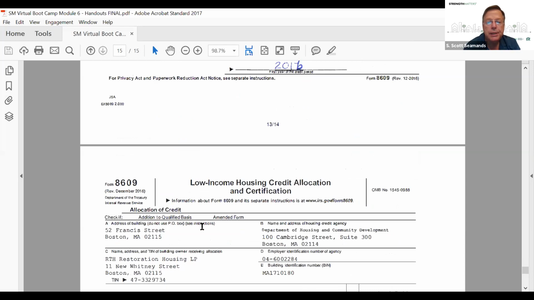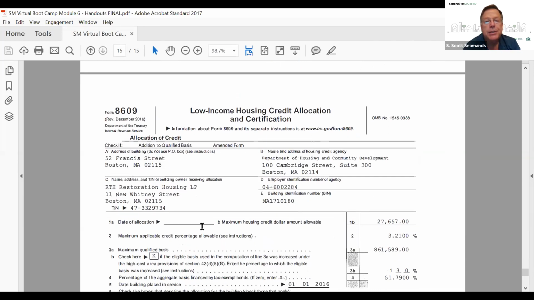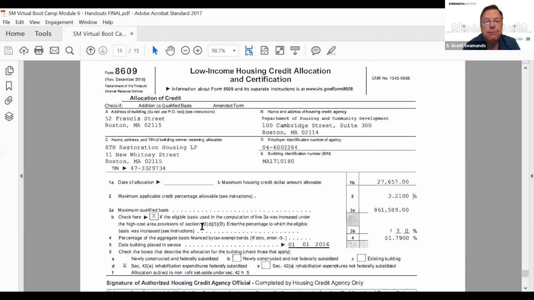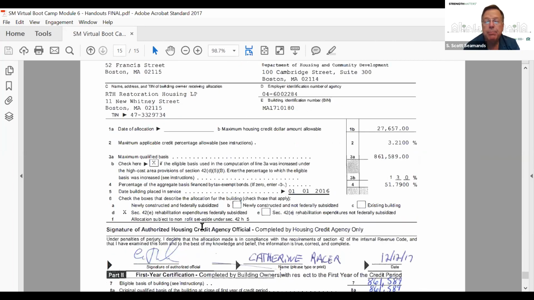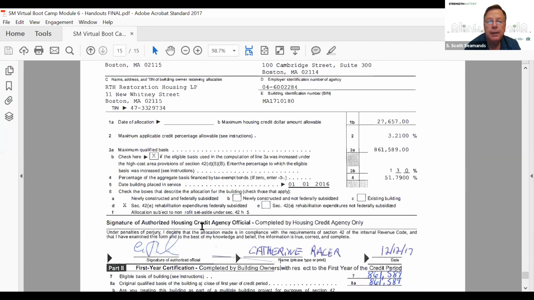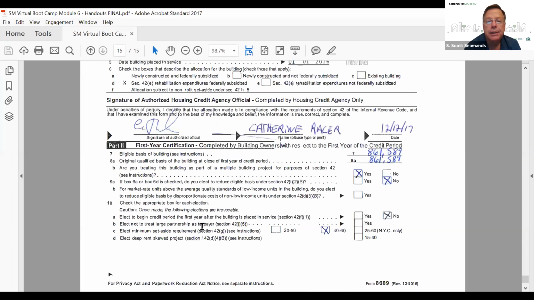So that was the acquisition credit. And then this is the same 8609 form, but this one's for the rehab portion of that particular building. So now we do see the only difference here is the 130% basis boost. And the rest of the form is, I think, identical to the one we saw before.